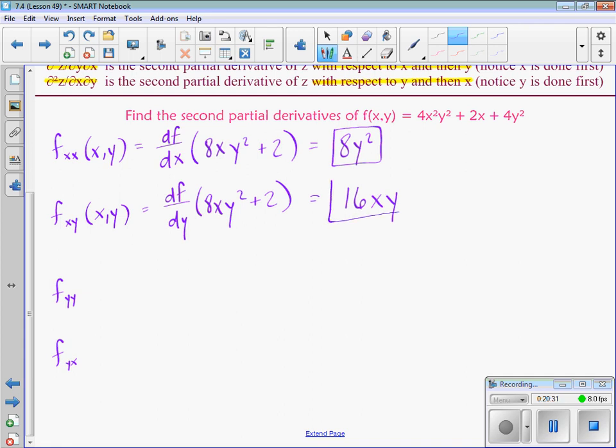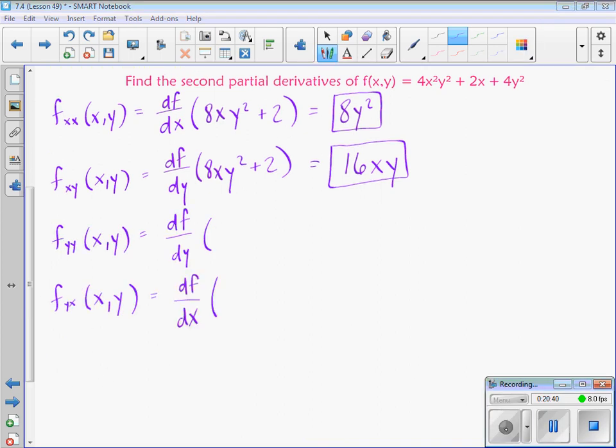Questions on that? Go ahead and find the yy and the yx. I'm going to take the derivative with respect to y first. So that 4x squared is your constant, and the derivative of the y squared is 2y. So that turns into 8x squared y. That look okay to everyone? And then the derivative of the 2x is what? 0, because it's all constant. And the derivative of this back here will give me 8y. So that's going to be the same thing for the first step here.